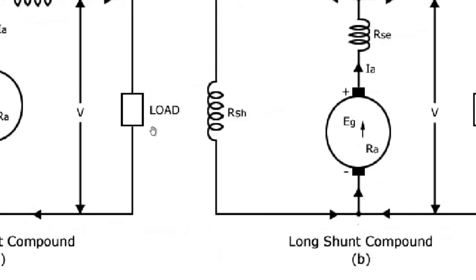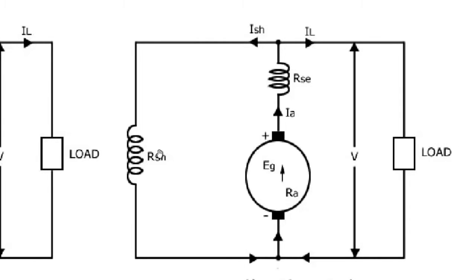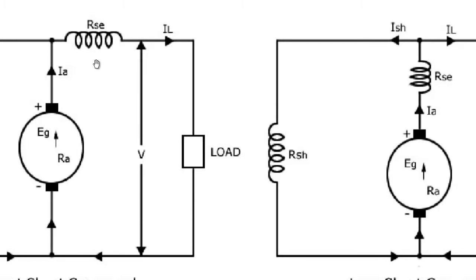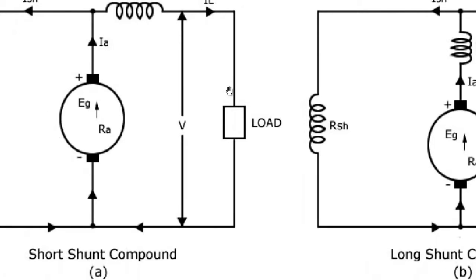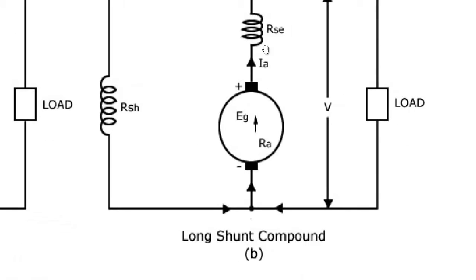Whereas in long shunt, you can see this shunt field resistance is connected in parallel to the load and armature, whereas the series field resistance is connected in series with the armature. Here in short shunt, it is connected in series with the load, here it is connected in series with the armature. That is the only difference.